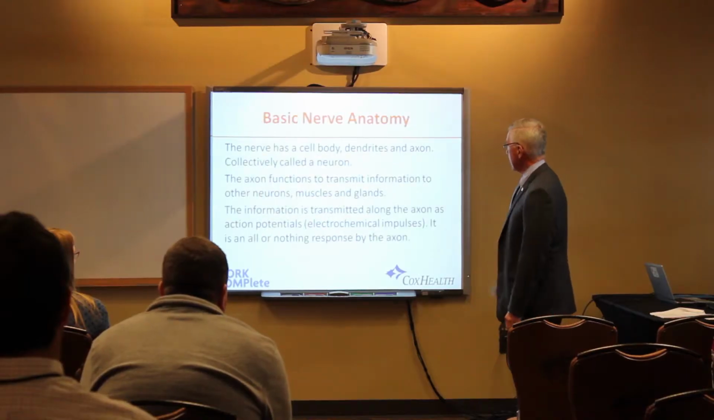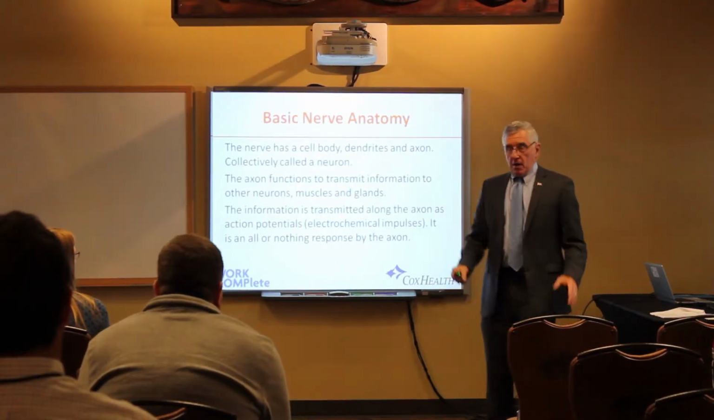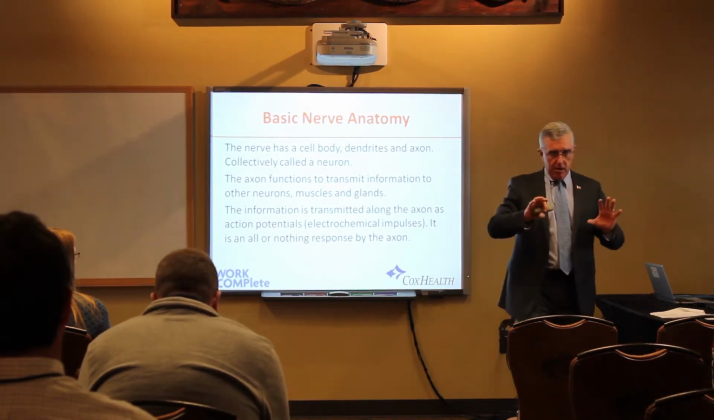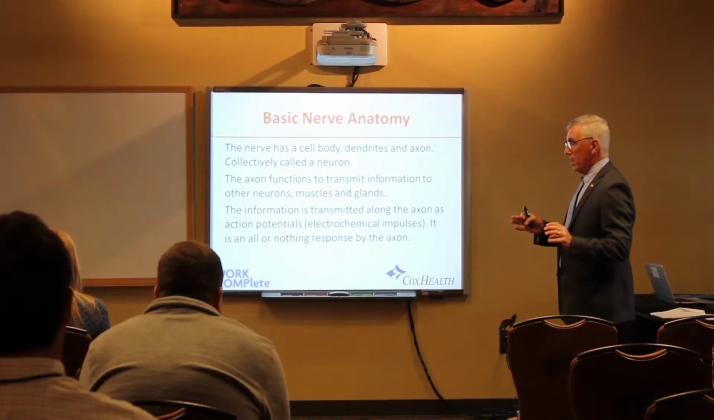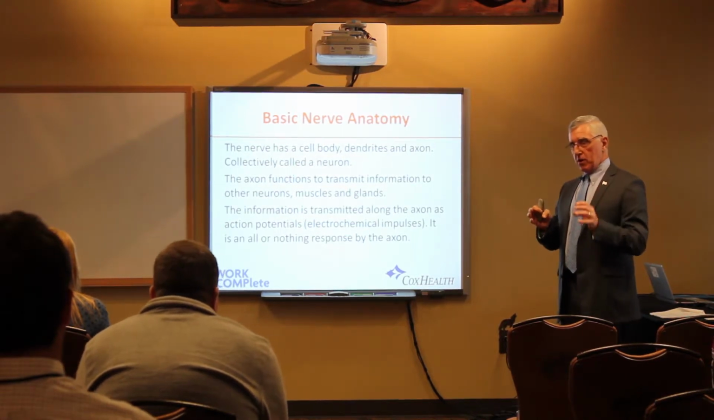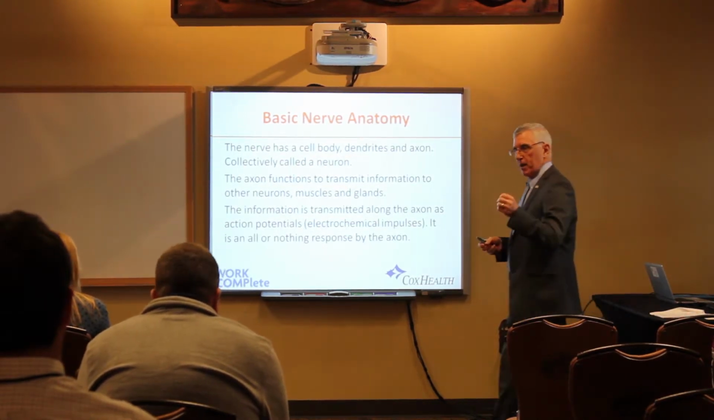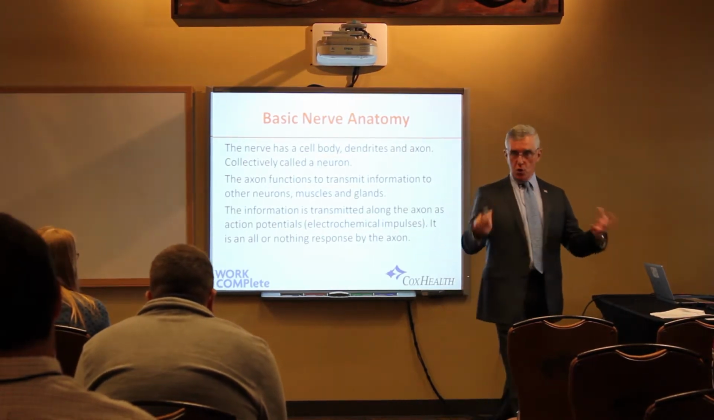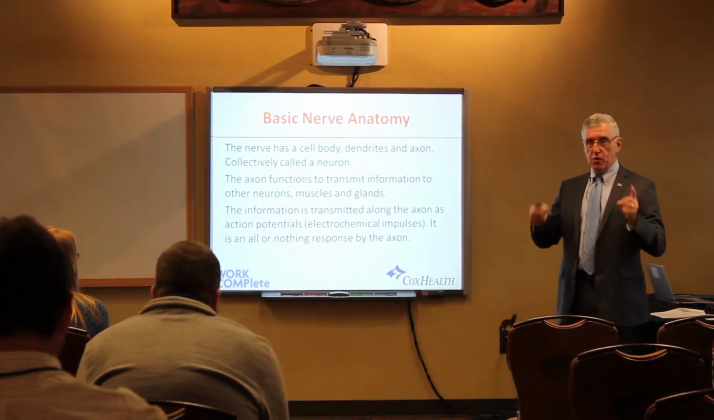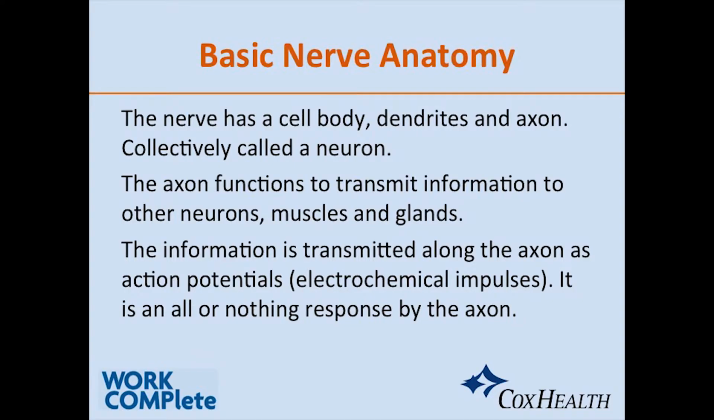Now, so far we've talked about nerves in a very big sense, but when you really get down to it, the nerve that you're seeing is actually a grouping of individual nerves. Individual nerves are called neurons, okay? The individual nerve cell. The nerve has a cell body, it has dendrites and has axons, and collectively they are called the neuron. The axon is the part that is very long.